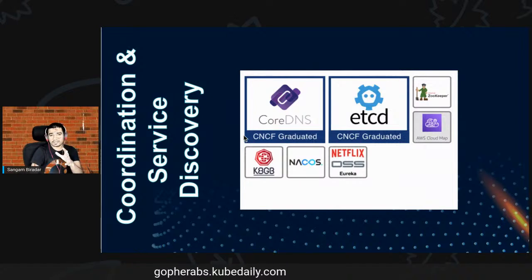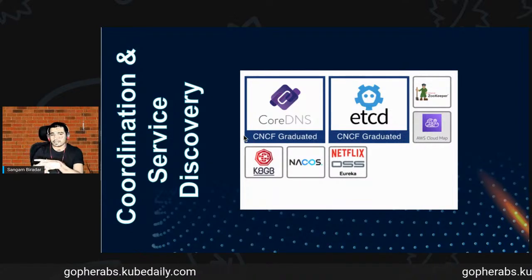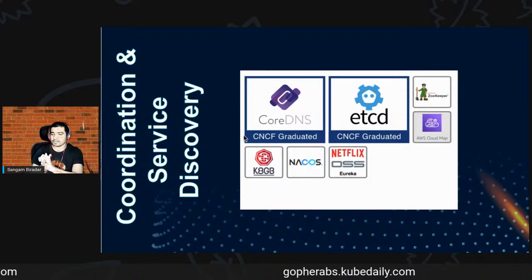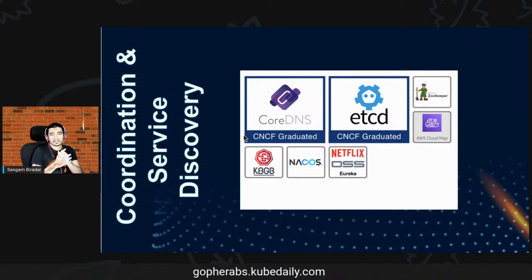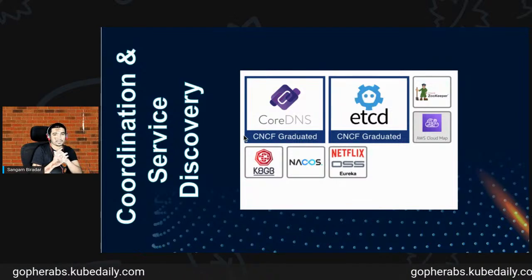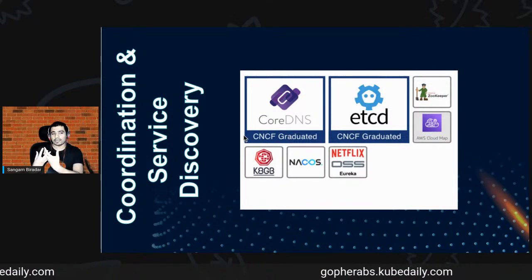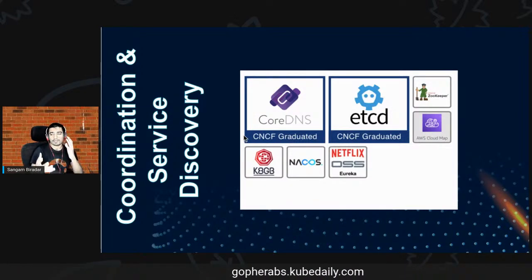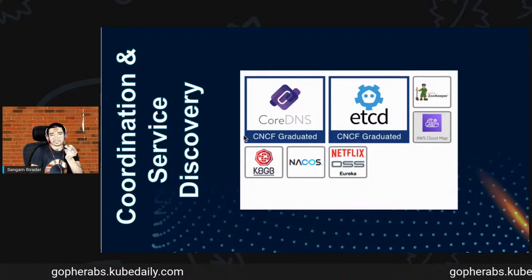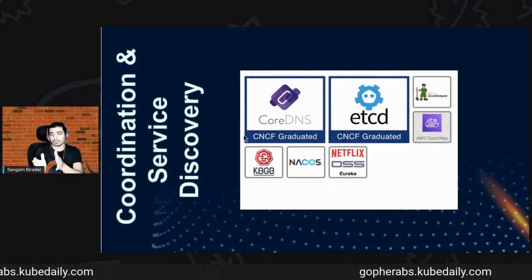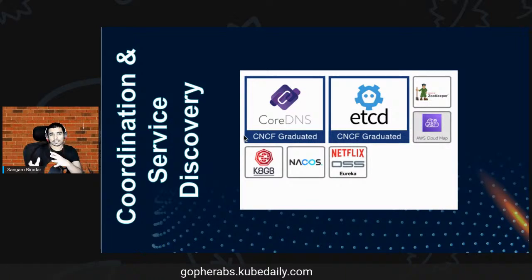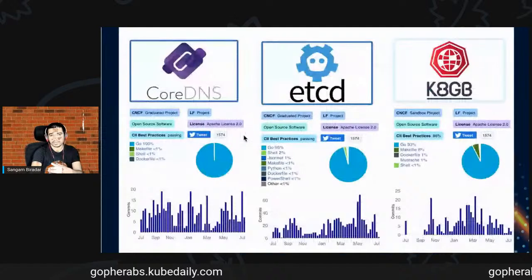So now, etcd and CoreDNS are used by so many CNCF and other parent projects such as Kubernetes. If you are using Kubernetes, there is etcd, which is the underlying database for taking backups and keeping track of all the resources. There are two graduated CNCF projects, CoreDNS and etcd. They are both graduated projects.